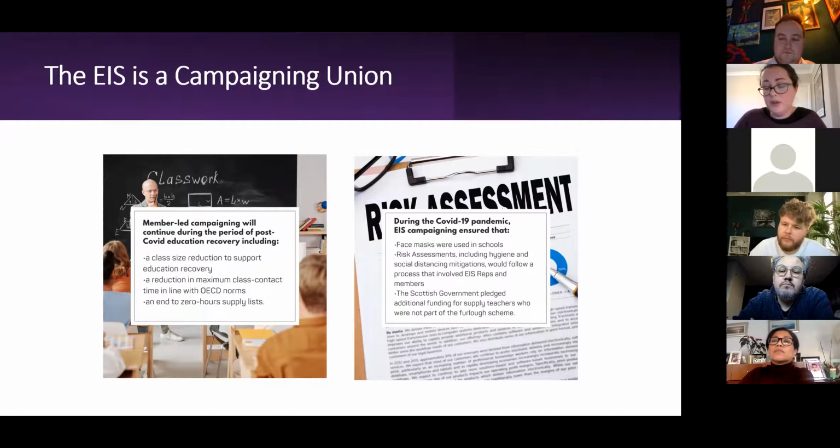And we also made the Scottish Government pledge extra funding so that supply teachers who hadn't been covered by the furlough scheme were not disadvantaged. So we campaign, we continue to campaign, and we welcome your support around these campaigns as well.